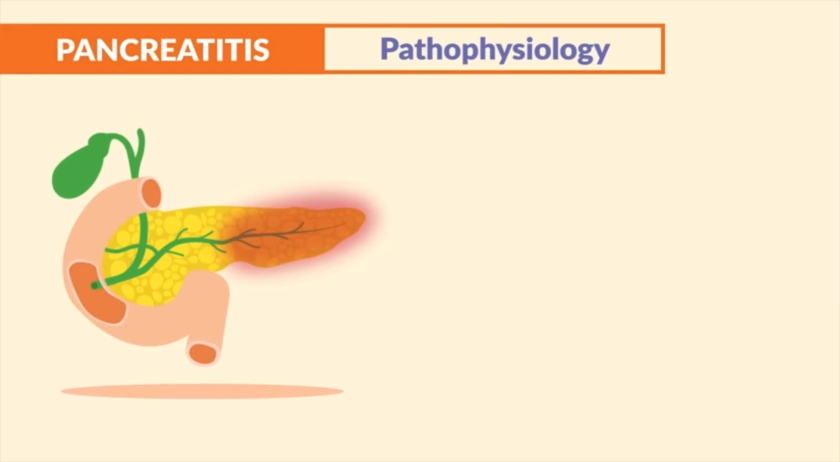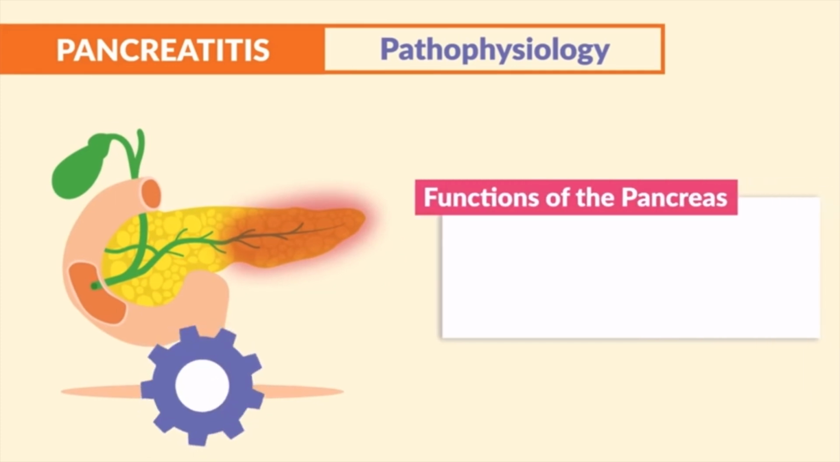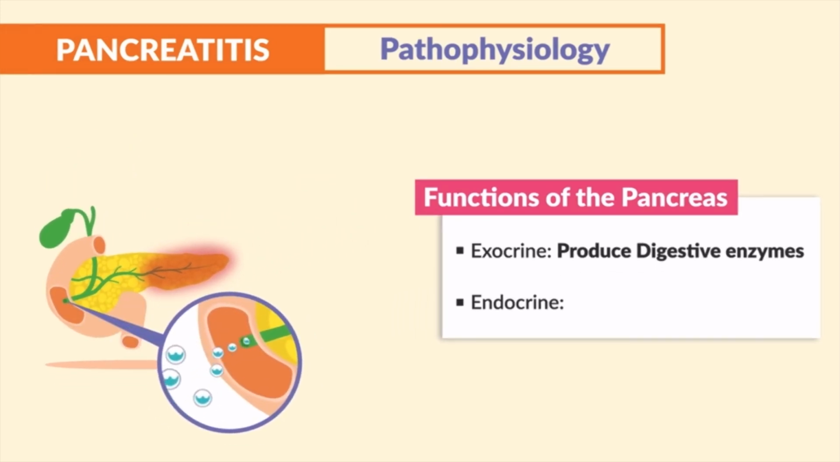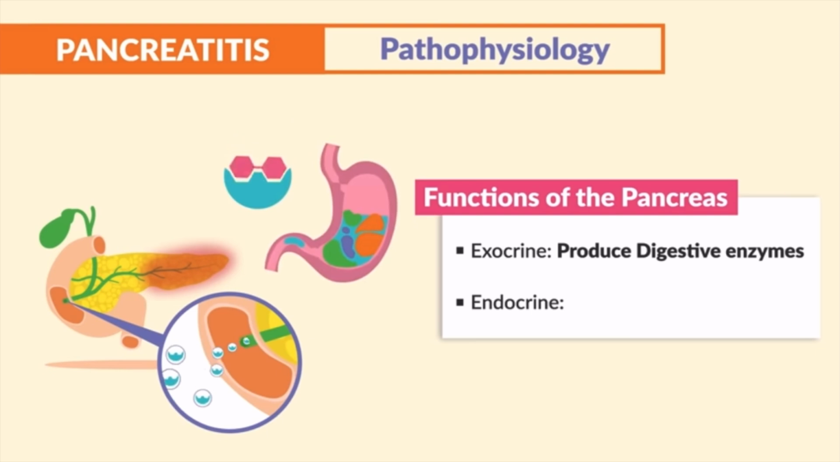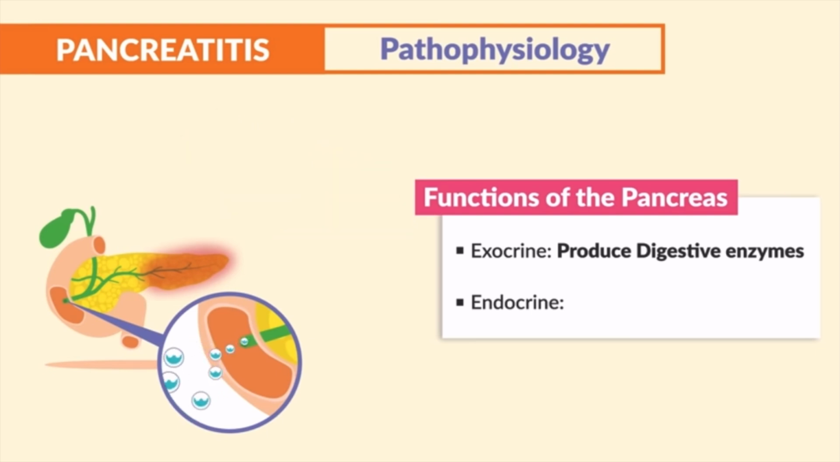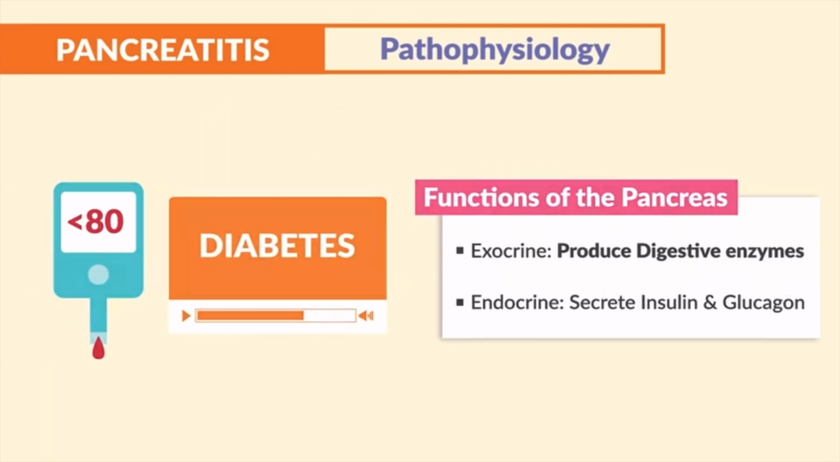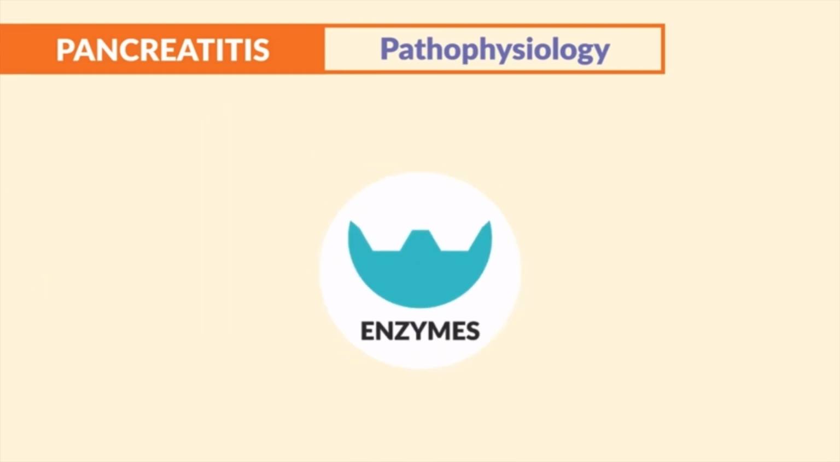Now, as you know, the main functions of the pancreas are exocrine and endocrine. The exocrine part is to produce digestive enzymes, which help break down food and are a critical part of digestion. And the endocrine is for secretion of insulin and glucagon to stabilize glucose balance, which we cover in the diabetes lectures. Now, the enzymes are the key here.